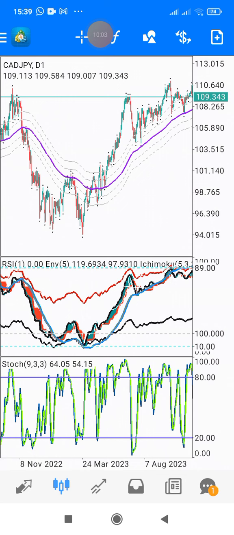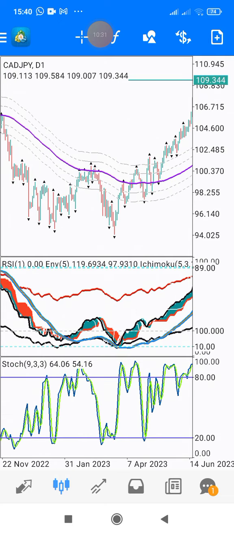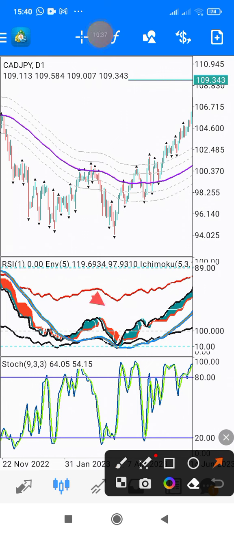So we have indicators. We have Ichimoku and Alligator. Those are the indicators that we have, and two envelopes are also there. This one is our Ichimoku. This one is our Alligator. These ones are the envelopes.